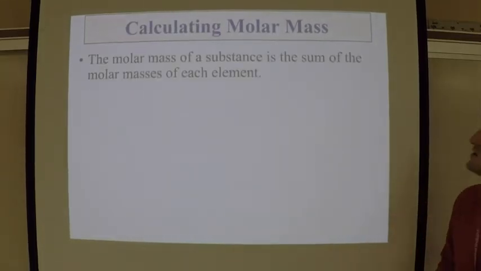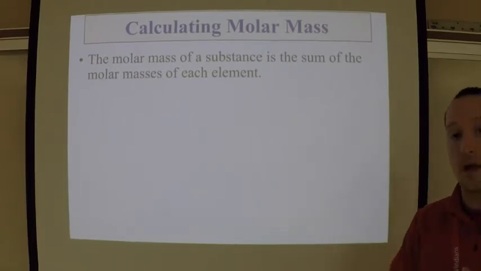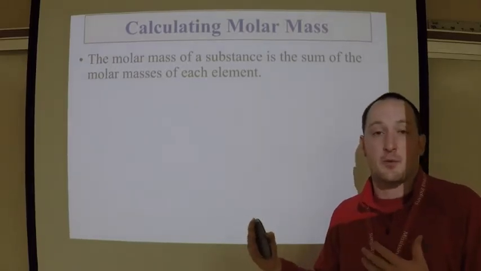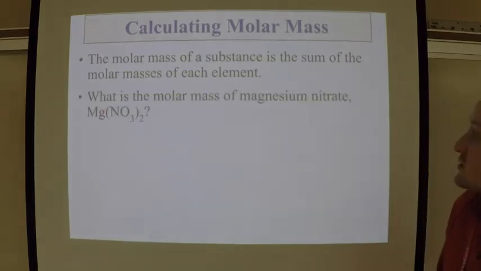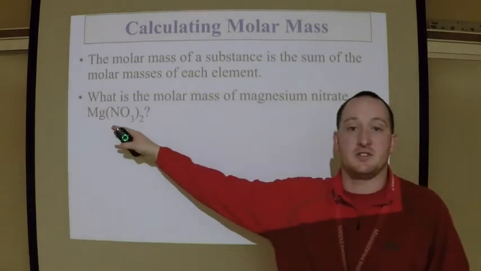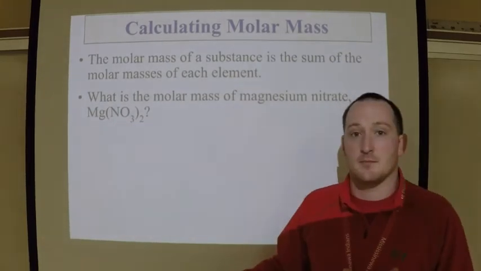Okay, so let's look at maybe one that's a little more complicated. The molar mass of a substance is the sum of the molar masses of its elements. The last 2 examples were just elements. What if we have a compound? Let's look at something like Mg(NO3)2, which would be magnesium nitrate.